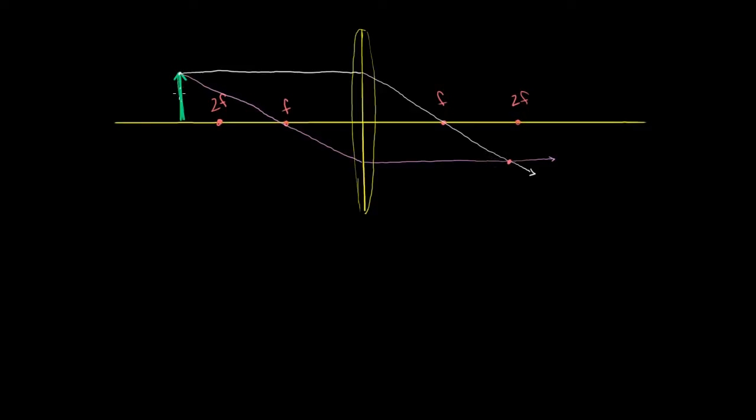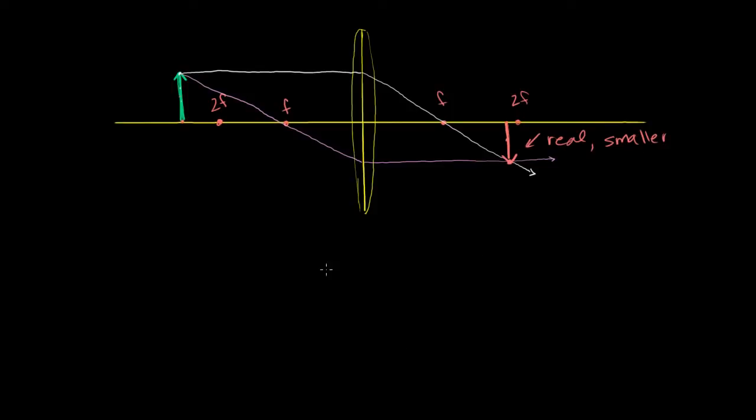And so if you did this for every point on this object, if you did a point in the middle right over here, it would reconverge right over here. If you did this point right over here, it would reconverge right over there. And so the image of this object is going to look like this. So it's going to be a real image. The rays actually converge here. So it is a real inverted image. It was pointing up before, now it's pointing down. And in this situation, it's actually going to be smaller than the original. It's a real smaller inverted image.